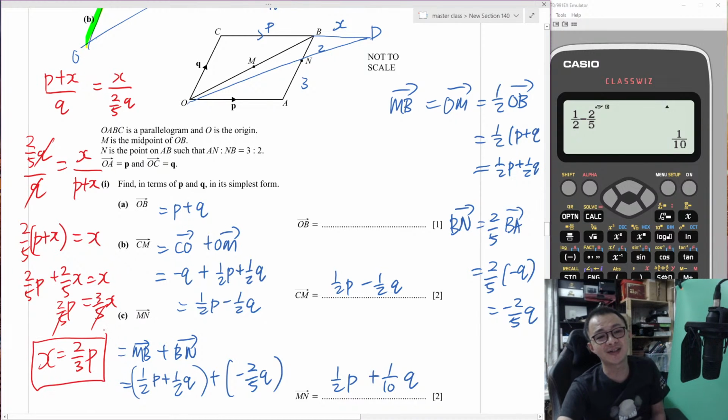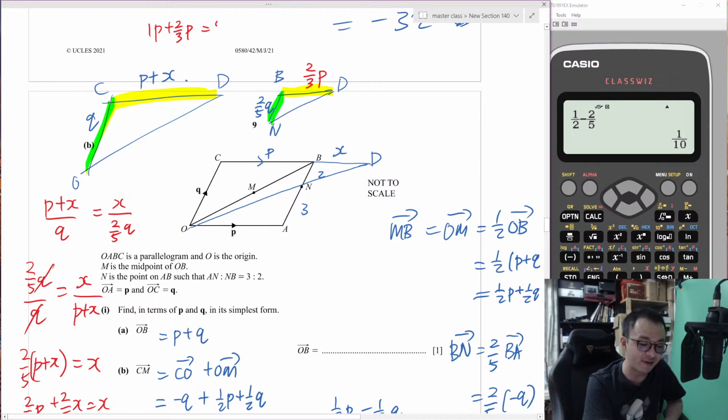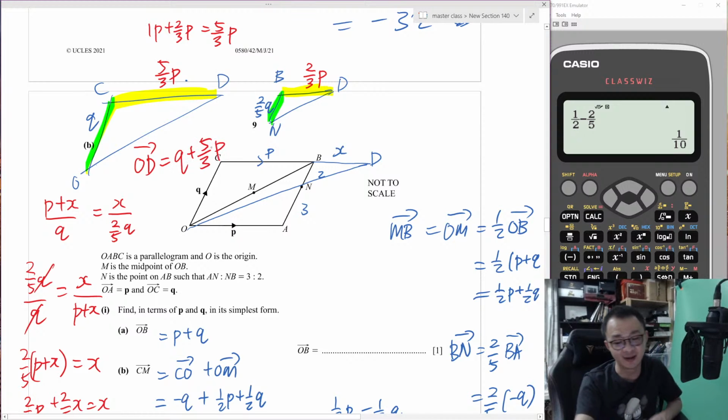Okay, after I got X equals to 2 over 3P, then I will just sub into here. This is 2 over 3P. Right, this is 1P plus 2 over 3P. So I should get 5 over 3P. So this one, the whole thing will be 5 over 3P. Now I can get my OD. My OD will be Q plus 5 over 3P. Done.